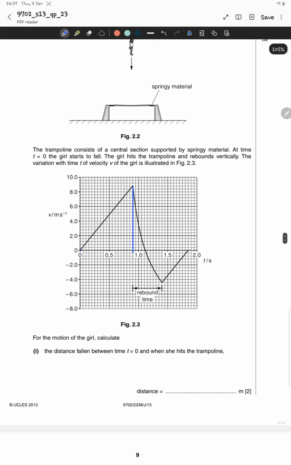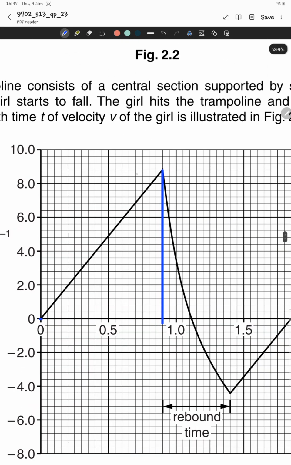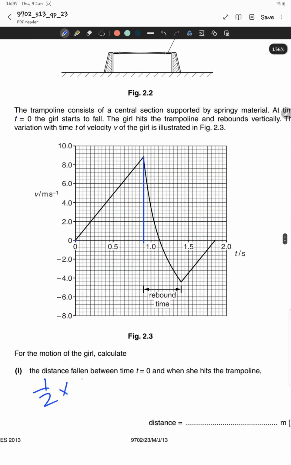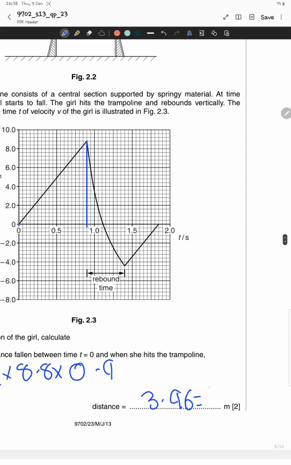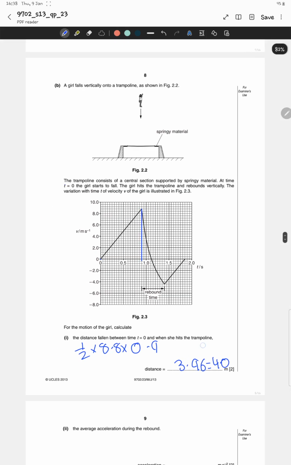So distance is obviously the area under the graph. So half into what is the max speed? The max speed is like 8.8, into 0.9. So if you calculate that, that's 3.96 meters. Or if you go to 2 significant figures, it's 4.0 meters.